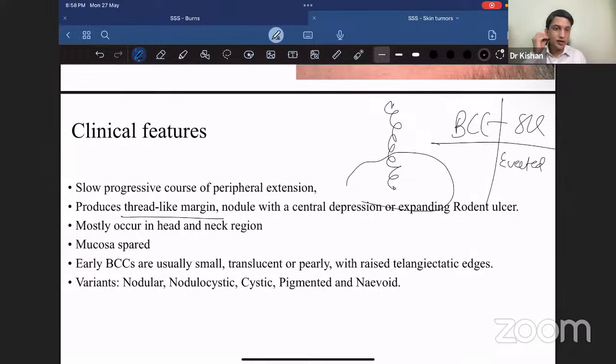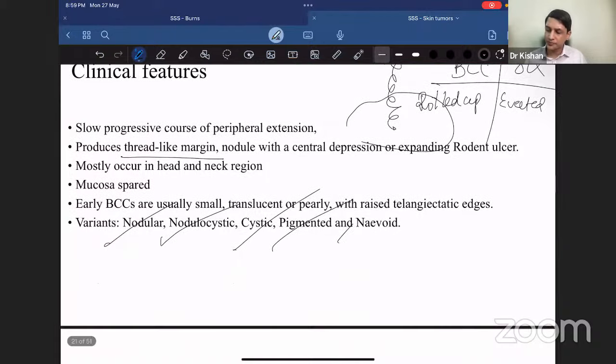Yes, very good. In BCC, we get a rolled edge just above the margin, whereas in SCC it will be everted, rolled out margins that you see in SCC. Clinically, the duration will be longest in SCC. It's not that pronounced in BCC. In SCC we had three variants: ulcerative, proliferative, and ulceroproliferative. Here we have nodular, nodulocystic, cystic, pigmented, and nevoid. These are the different variants of BCC.